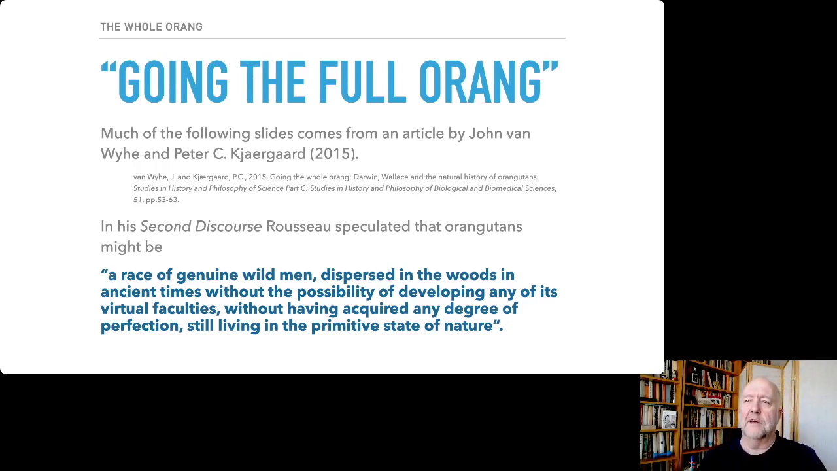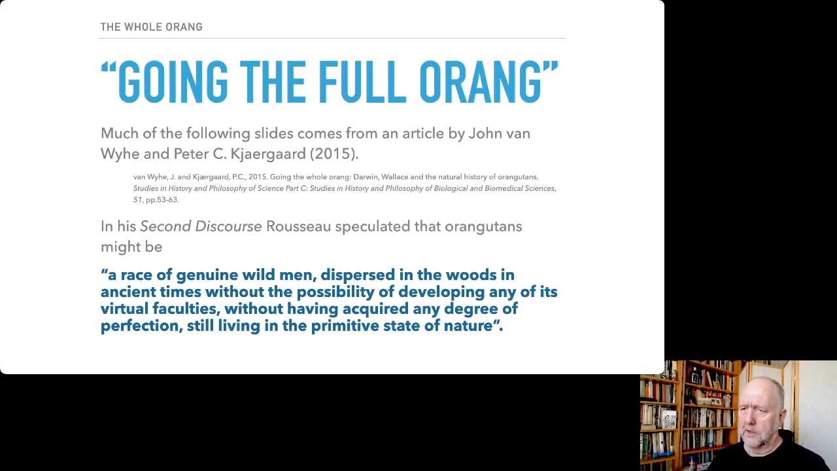possibly apes are a kind of undeveloped human, particularly orangutans, which was what the Europeans knew at the time. And he speculated that they might be a race of genuine wild men dispersed in the woods in ancient times, without the possibility of developing any of their virtual faculties, without having acquired any degree of perfection, still living in the primitive state of nature.